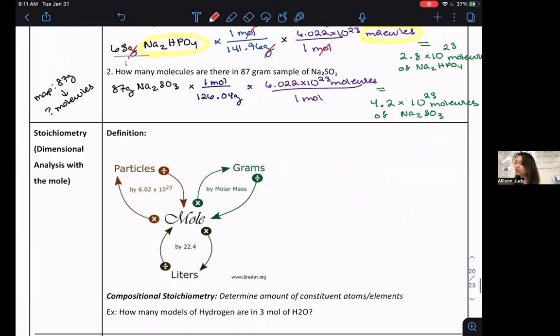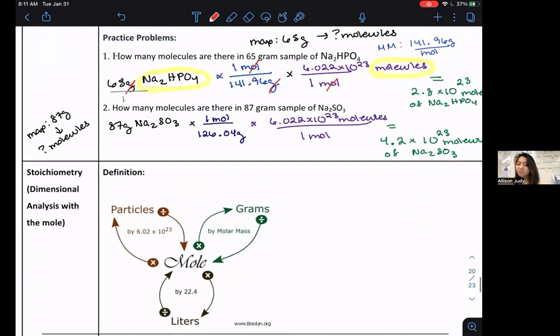Okay, so hopefully you got the following setup. Our map of kind of where we want to go. We want to go from 87 grams of sodium sulfite to molecules of sodium sulfite, Na2SO3. We start with our given, what we know, and then we say, okay, to go from grams to molecules, I can't quite do that in one jump, but I can stair step it. I can do it in 2 jumps.